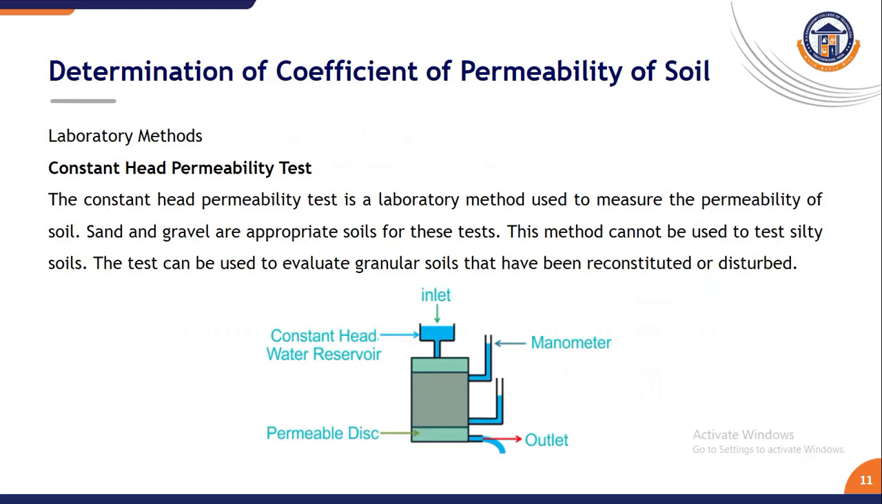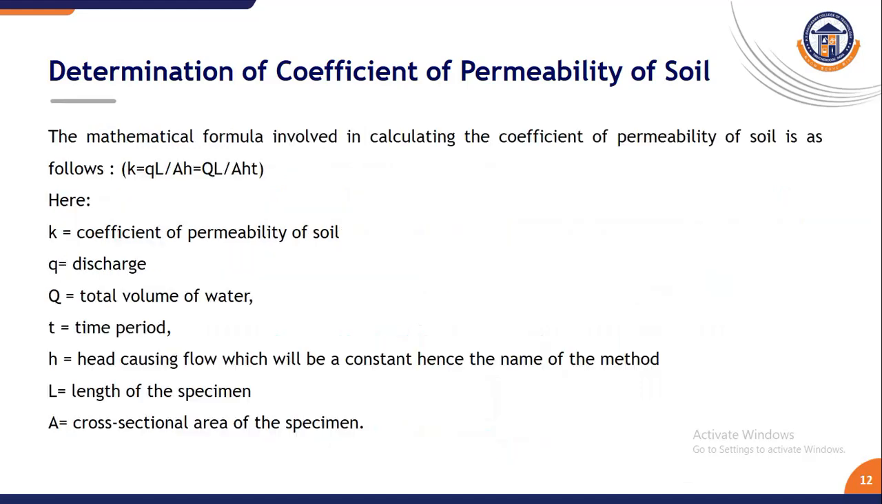Here the top portion is the inlet, and the bottom portion is the outlet. The manometer is fixed at the side, and a constant head water reservoir is applied. Also, a permeable disc at the bottom portion is used to determine the constant head.